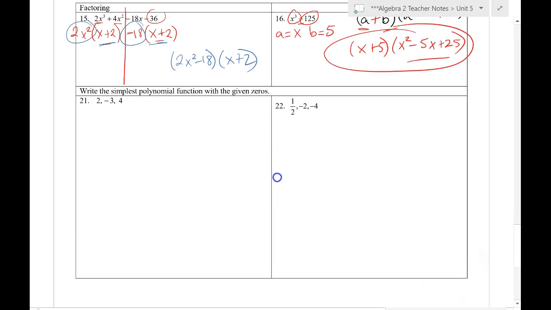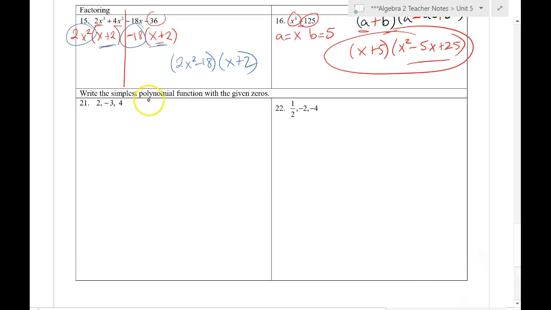Okay, next one. Last one. Write the simplest polynomial function with the given zeros. So this is writing polynomials with zeros. This is the last notes that we took last Friday. Now, what you do here is however many roots there are, that's going to be how many binomials you write. So I have 3, so I'll write 3.